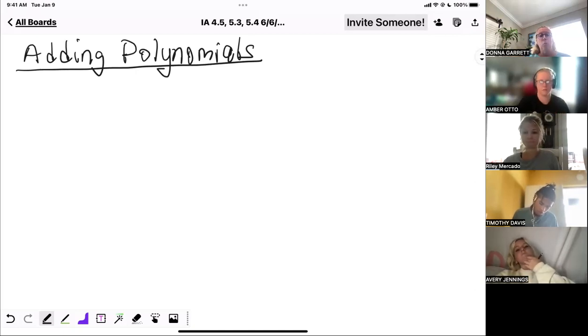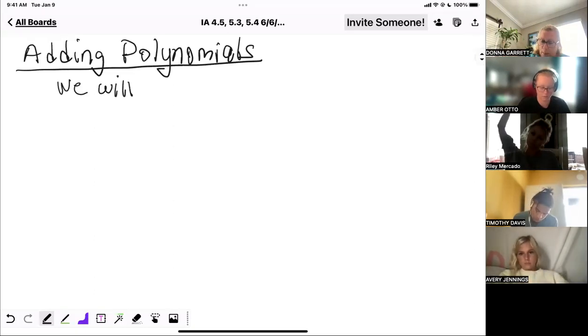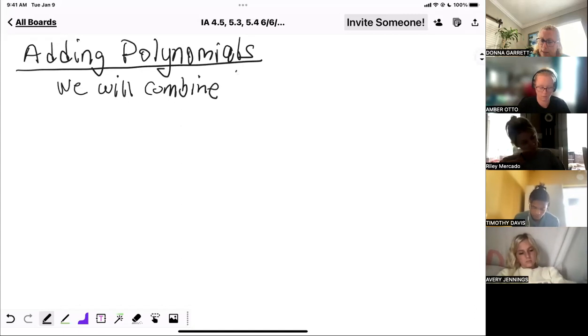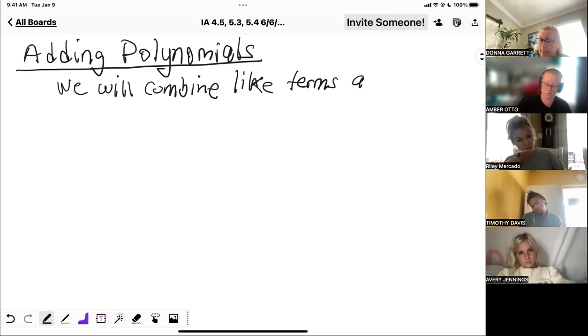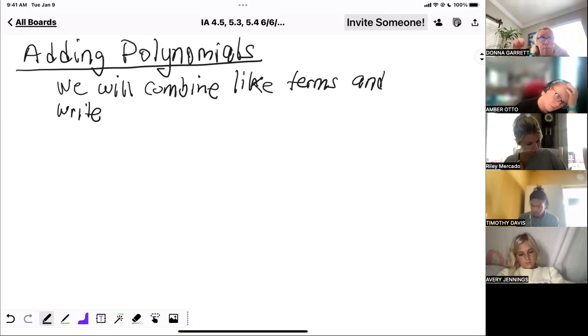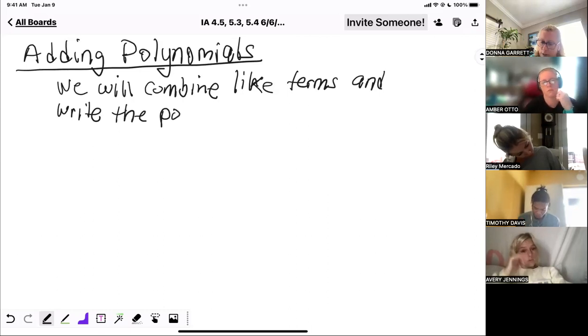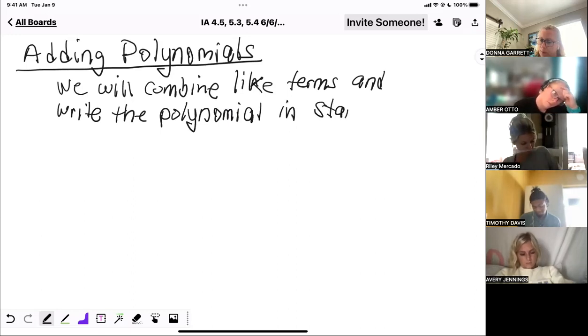All right, so to add polynomials, we just combine like terms, right? This is what it means. This is what you do. When it says add polynomials, this is what you have to do. You have to combine like terms and write the polynomial in standard form. Again, I don't know what your online work will do, but you should always write it in standard form.